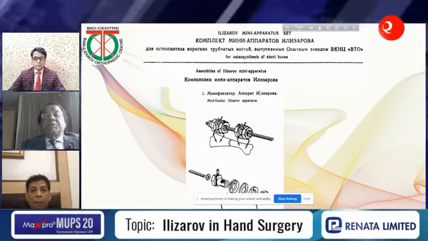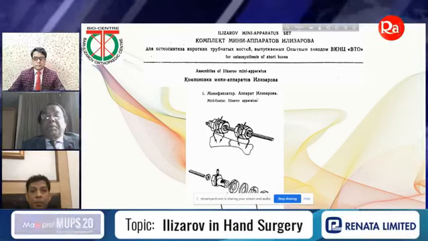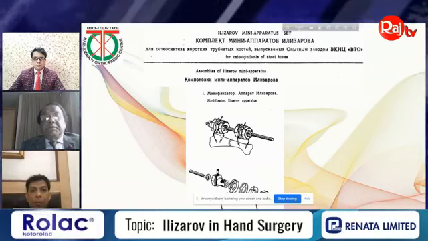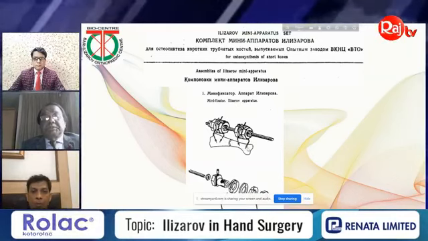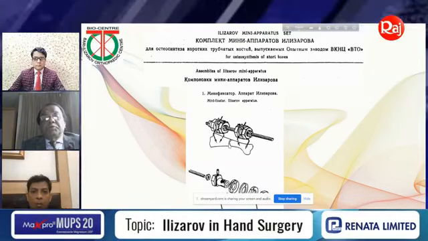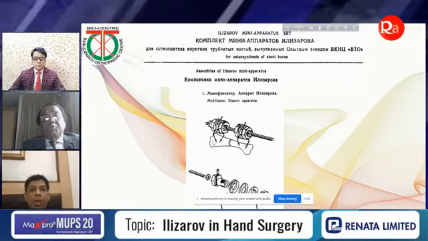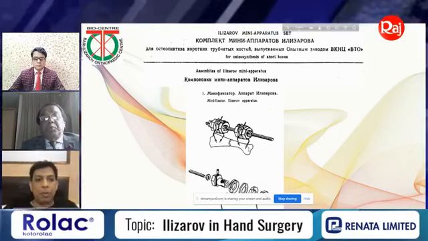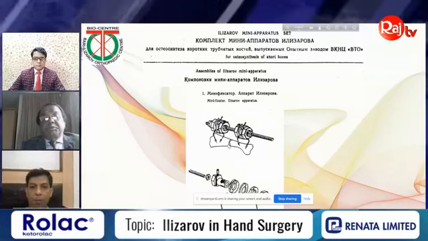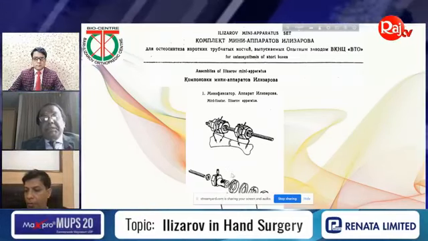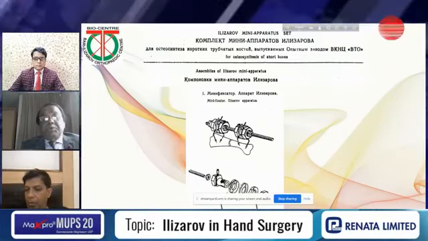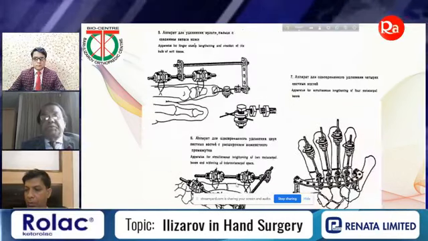Here written in Russian and English. Ilizarov apparatus, mini fixator, how to put. These are the small olives. You can see, without olive also you can put, but whenever you are putting olive, you get more stable fixation. And these are the different parts of the mini Ilizarov fixator.